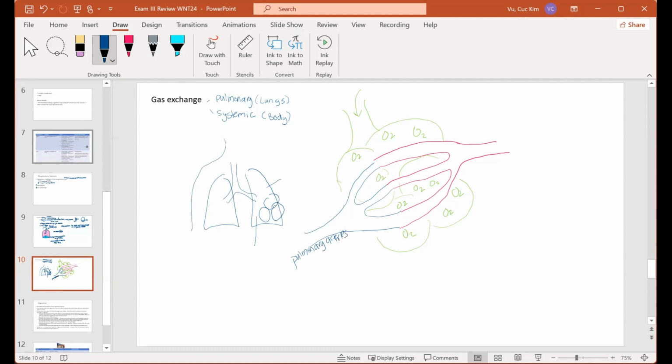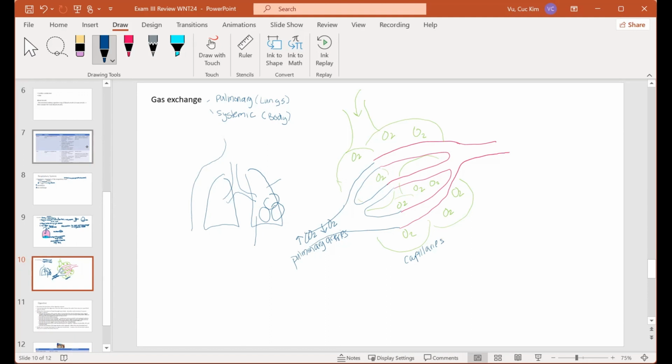Perfect. So the pulmonary artery is going to be high in what? CO2 and low in O2. Okay, so the pulmonary arteries, which carry blood away from the heart to the lungs, are going to be high in carbon dioxide and low in oxygen. Okay, so the pulmonary arteries eventually are going to become capillaries. And capillaries allow for gas exchange to occur between the capillaries and the alveoli.